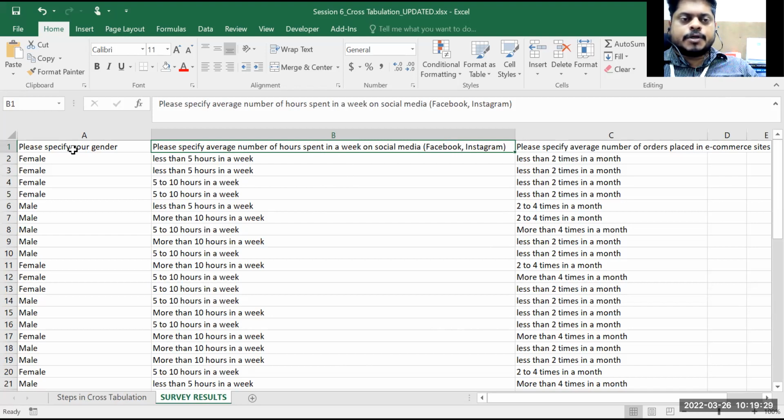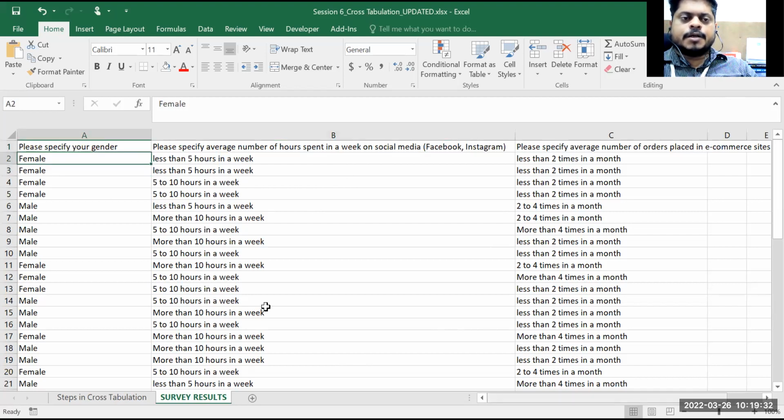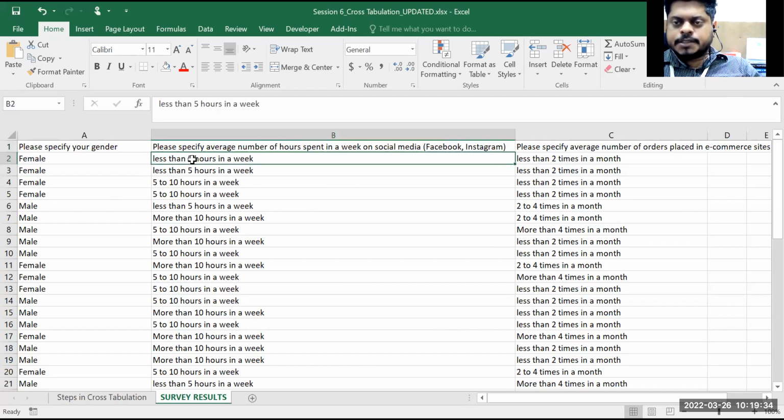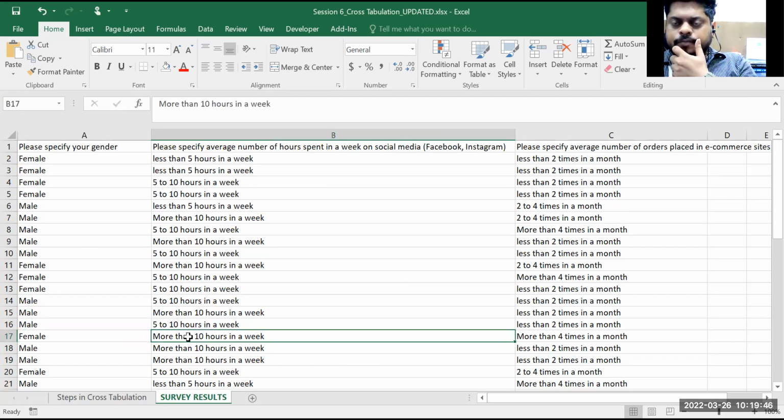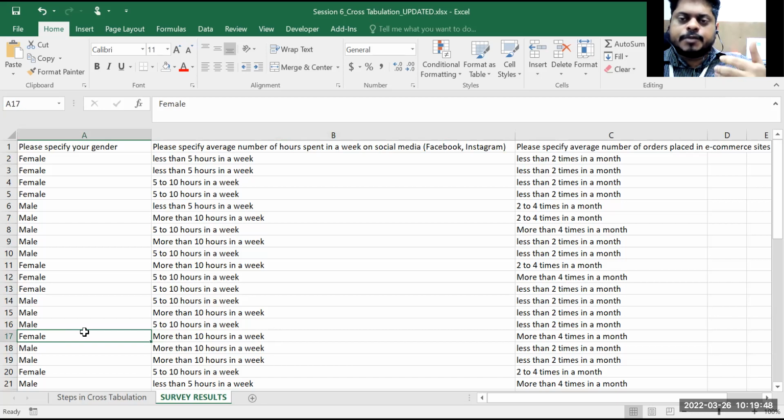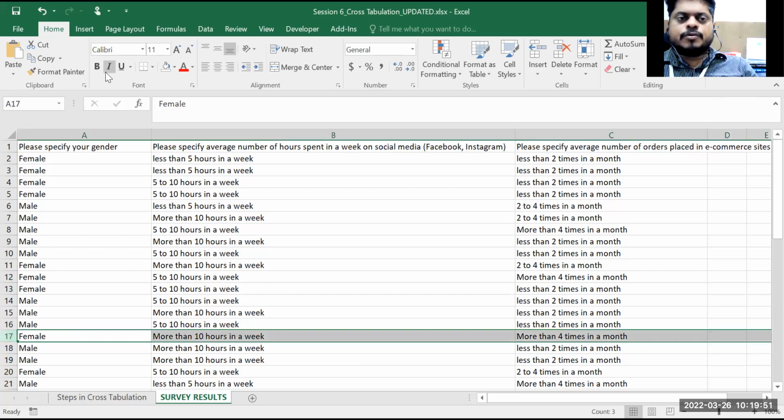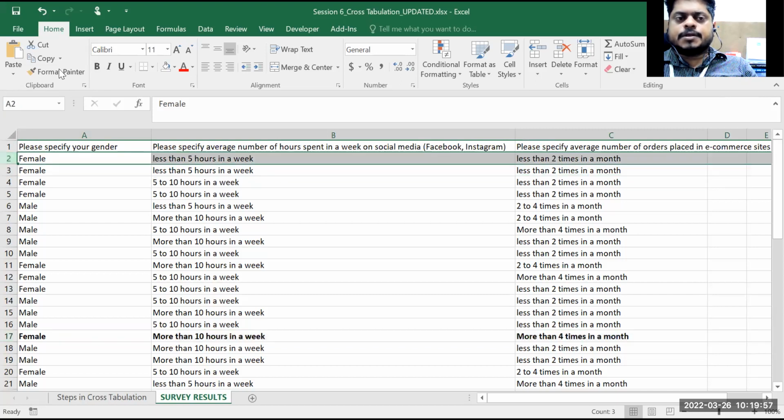Here, let's say respondent number 2, who is a female, has told that she spends less than 5 hours in a week on Instagram or whatever other social media. Another female is telling more than 10 hours in a week. If I want to measure the difference between the female in the 17th row and the one in the second row, can I measure the difference? I cannot, because when somebody says less than 5 hours, I do not know whether it is 0, 1, 2, 3, 4, or anything between them. It can be any number less than 5.